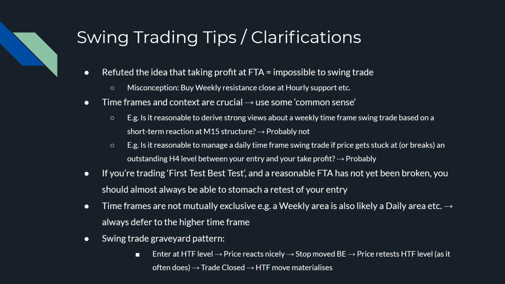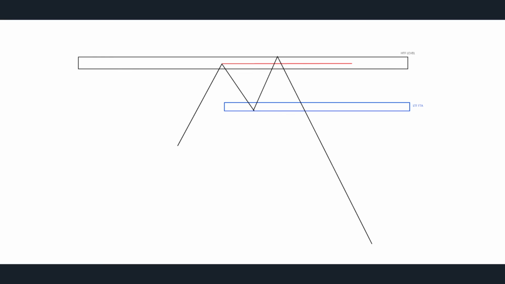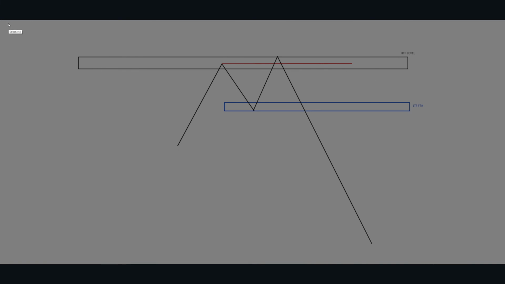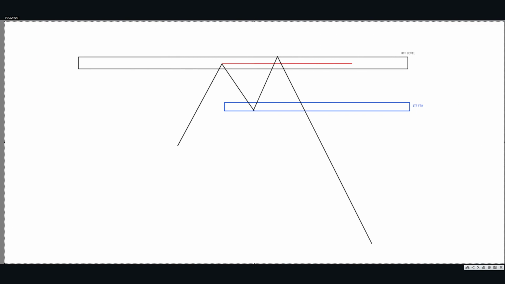Now, going back to the point about first test, best test, I've tweeted about this, and I'm sure all of you have experienced similar scenarios where you enter at a high time frame level, price reacts nicely, you move your stop to break even, and then price retests the high time frame level. You obviously close your trade or get stopped out because you moved it to break even, and the high time frame move materializes, except it is without you. So this is a good example, right? Forgive the probably blurry diagrams here, but let's say this is our high time frame level of resistance.